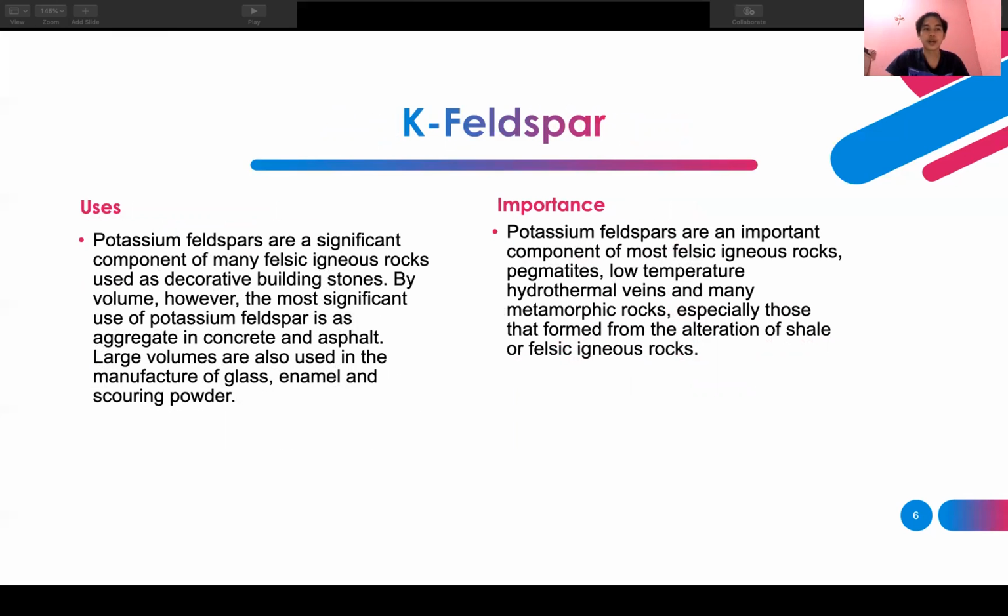Potassium feldspars are significant components of many felsic igneous rocks used as decorative building stones. By volume, however, the most significant use of potassium feldspar is as aggregate in concrete and asphalt. Large volumes are also used in the manufacture of glass, enamel, and scouring powder. Potassium feldspar is a component of most felsic igneous rocks, pegmatites, low-temperature hydrothermal veins, and many metamorphic rocks, especially those that form from the alteration of shale or felsic igneous rocks.